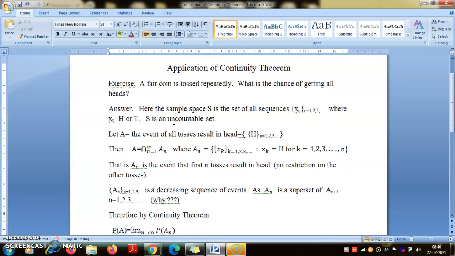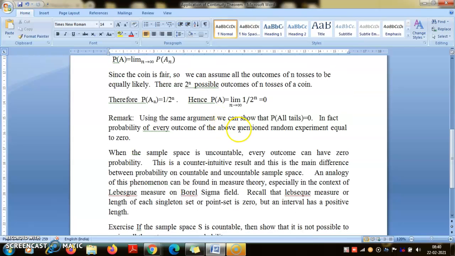Now this is a very strange result. What we are saying is that here the sample space is uncountable, but the probability of every outcome, every singleton set, is 0. Now you may question whether this violates axiom 2, because axiom 2 says that the probability of the whole set is 1, and axiom 3 says that when I have a sequence of disjoint sets, the probability of the union should be the sum of the probabilities. Now the whole set is the union of the singleton sets, where each singleton set consists of one element.